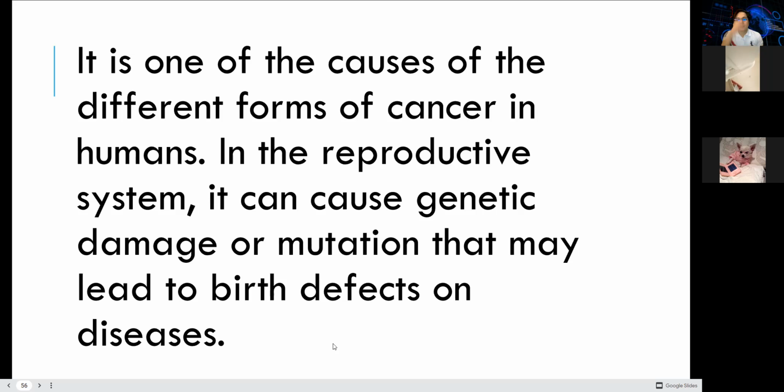Okay. Again, it can cause cancers in humans. In the reproductive system, it can cause genetic damage or mutation that may lead to birth defects or diseases. Just like what I discussed a while ago, a pregnant woman is not really allowed to have an X-ray in the first trimester. The main reason is it can actually cause birth defects. Okay, it's the main reason.